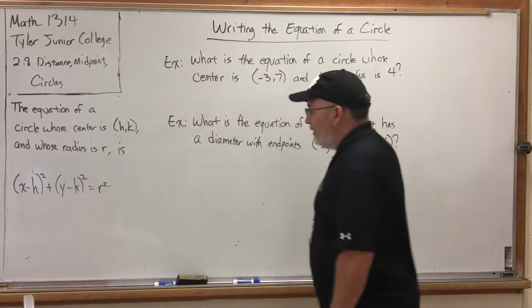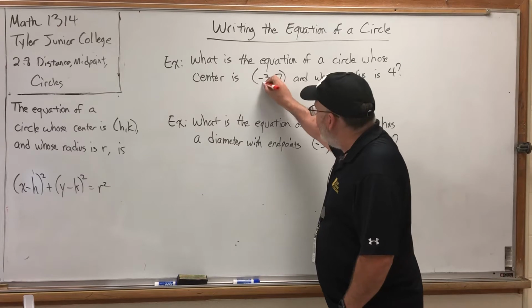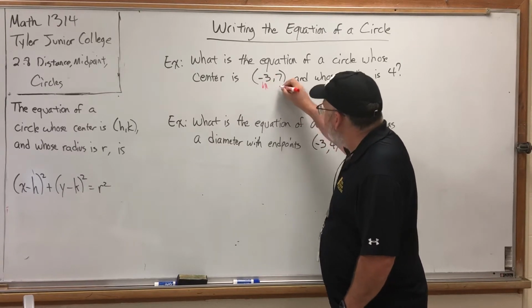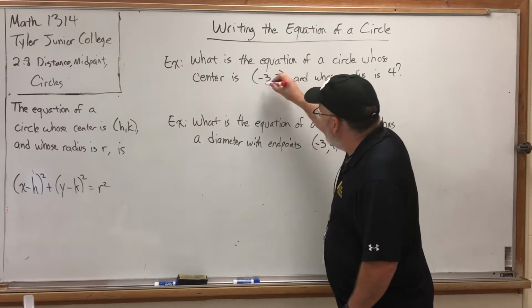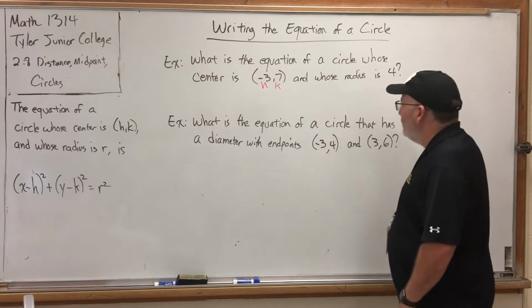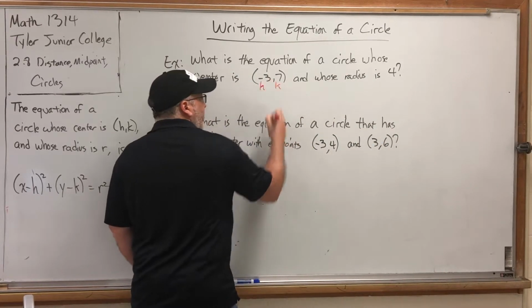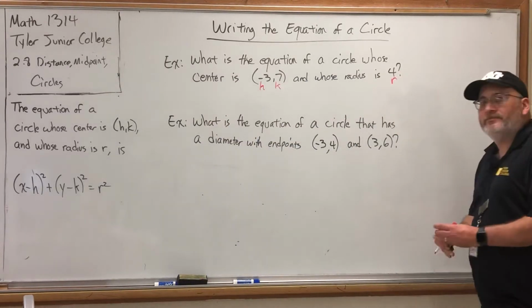So let's start with the center. The first coordinate of the center is represented in the equation as h, and the second coordinate of the center, the y-coordinate, is represented as k. Worst h I've ever drawn. Now it looks like an N. Let's try that one more time. There we go. The radius is 4, so here is the r.